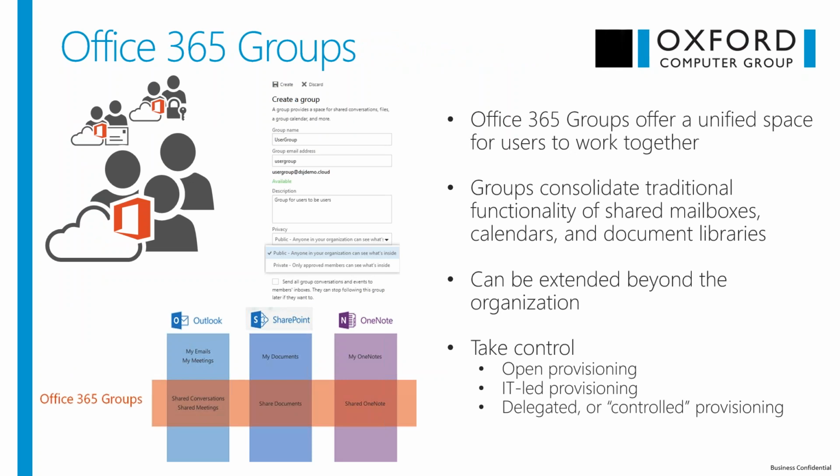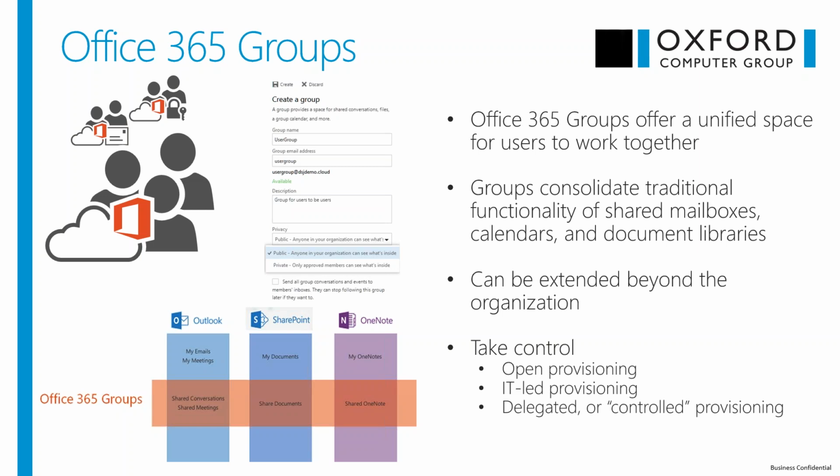Office 365 groups are a shared workspace for email, conversations, files, and events where group members can collectively get stuff done. It's a unified space for users to work together. And it's a new thing. It's not the latest and greatest. It's been out for over a year, but it is relatively fresh in the Office 365 tenant.